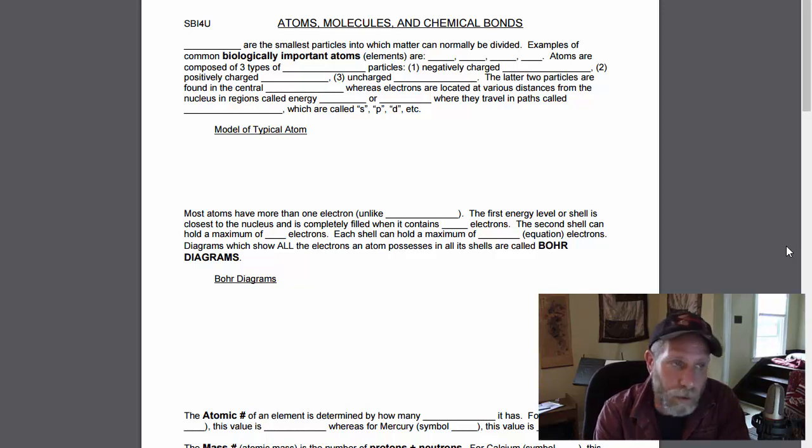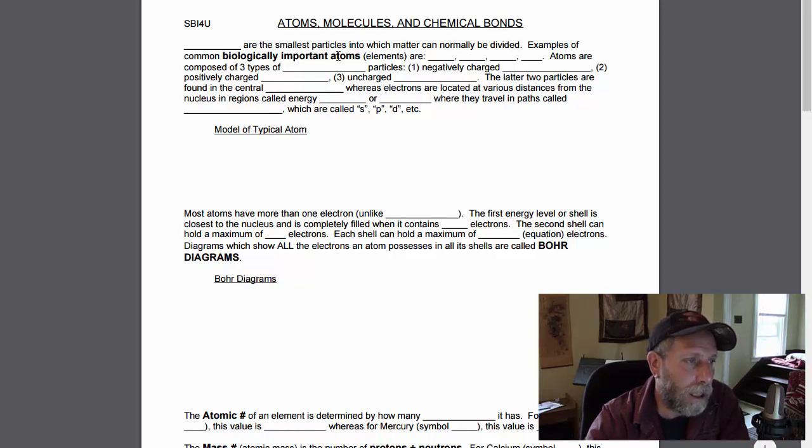And my previous students will have done this. So if you're in touch with any of them and you want to get a copy of it, or if you want to get it and ask me some questions, I'm happy to help out. Just look at where this starts. The first blank. Atoms are the smallest particles into which matter can normally be divided.